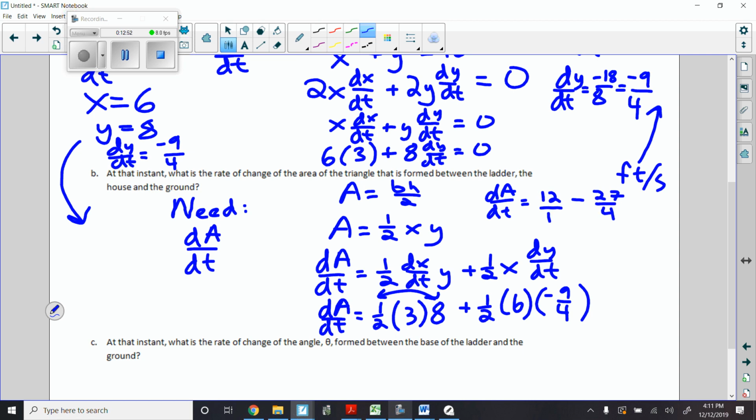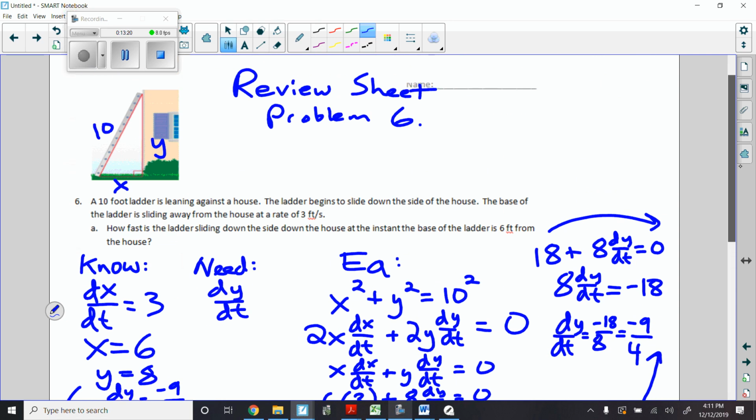Now I just need to subtract these fractions. I need a common denominator, so times 4 times 4. I'm just over here, I'm going to figure out what 48, because that's 12 times 4, minus 27 is. I get 21. So my answer is 21 over 4. My unit then would be, it's an area, so it'd be square feet per second. Okay. Good.